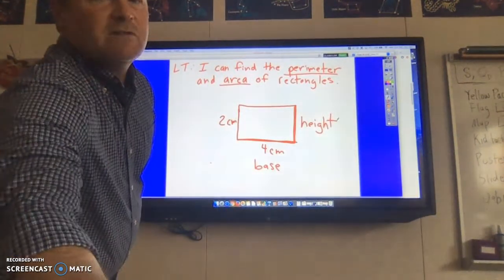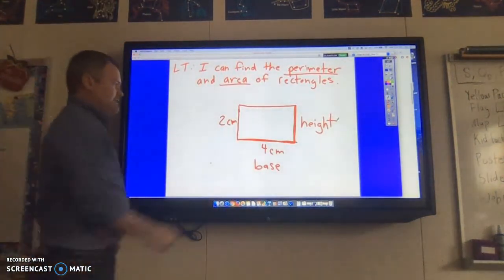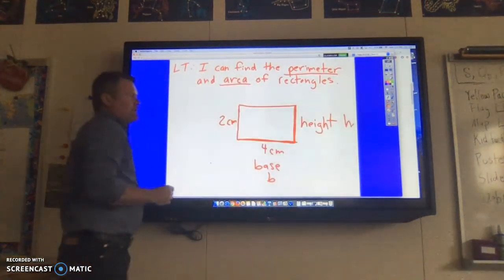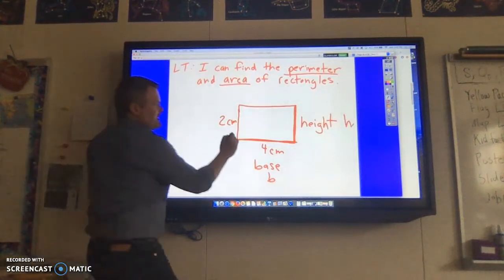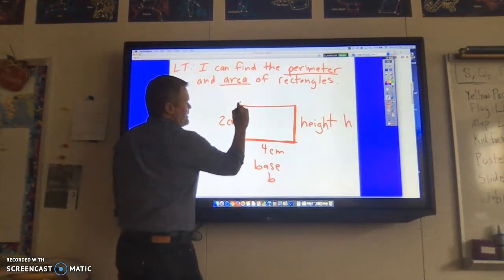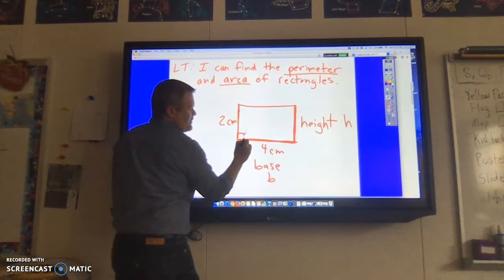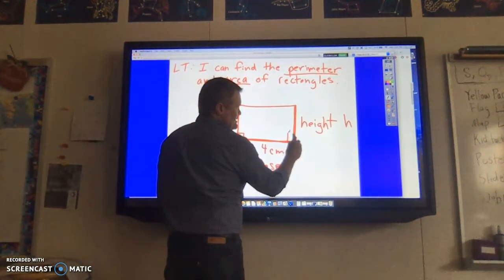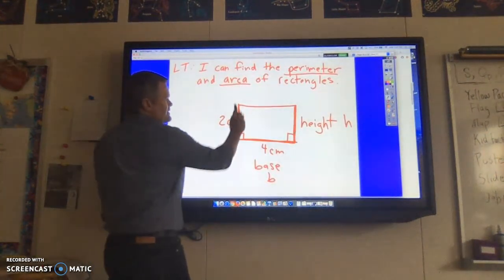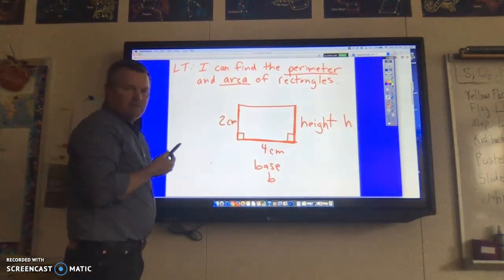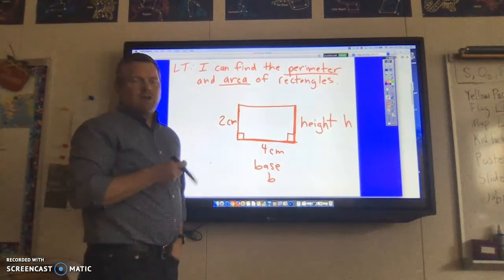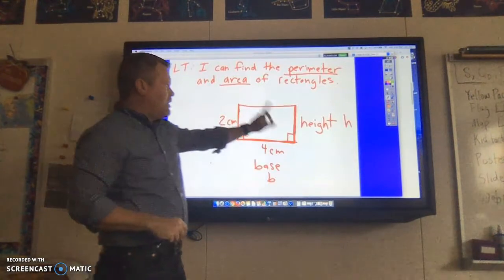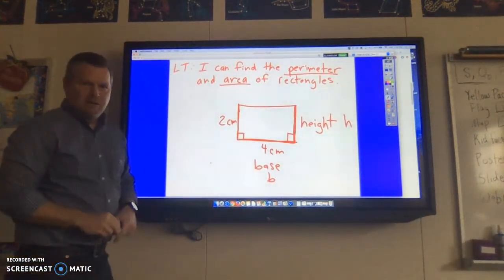Now sometimes we even say B and H. So this is B, this is H. One thing I want you to notice about them is that the height goes straight up. For those of you who have done angles before, that's at a right angle. So rectangles are easy because they already have the height going straight up. Some of the shapes we're going to study later in the week don't have their heights going straight up. So we're going to talk about what to do then, because we always have to have the straight up height.